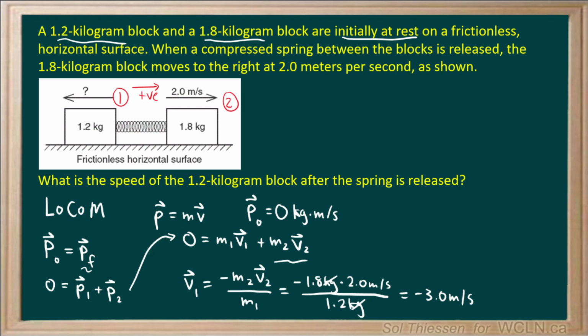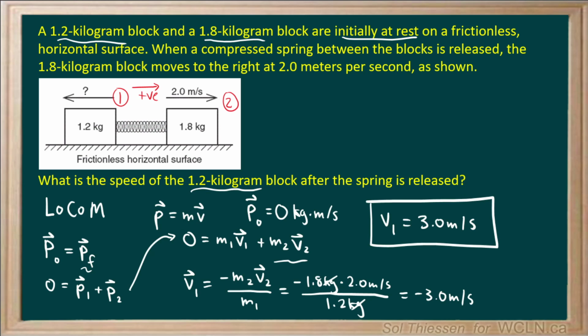So that means that the velocity of block 1 is to the left, in the opposite direction to the direction that we considered positive, which was to the right. In this case, we're just looking for the speed. So we can get rid of that negative and just take the magnitude, which is 3 meters per second. So the speed of the 1.2 kilogram block is 3 meters per second after the spring is released.